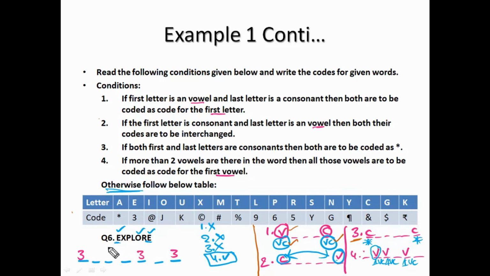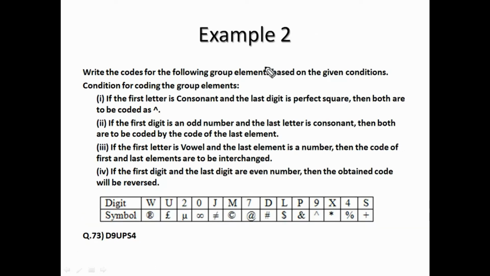X code is copyright. P code is 6 and L code is 9. R code is 5. This is the answer. Right. Next, second example.